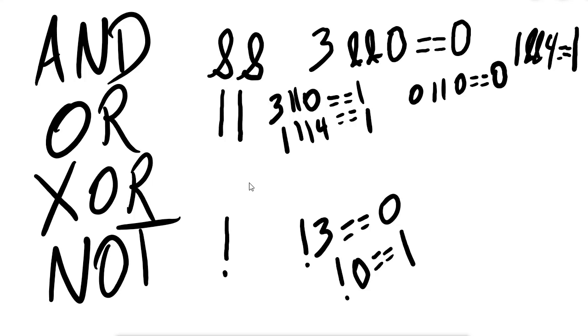Okay? Sometimes you'll see something like this, not not x, right? Now what does this do? Well, not not x is either going to yield a 0 if x is 0, or it's going to yield a 1 if x is not 0. Okay? So this is a way to just test if x is a 0 or not.